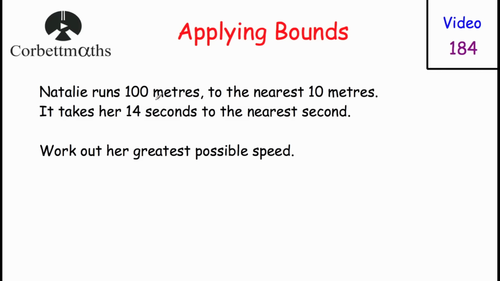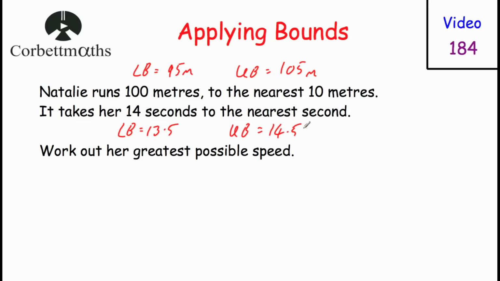Okay, next question says Natalie runs 100 meters to the nearest 10 meters. So it's 100 meters to the nearest 10 meters. That means the lower bound would be 95 meters and the upper bound would be 105 meters. They're the upper and lower bounds for how far she's run. And it takes her 14 seconds to the nearest second. So the lower bound would be 13.5 seconds, and the upper bound, the greatest possible amount of time it would take, would be 14.5 seconds.